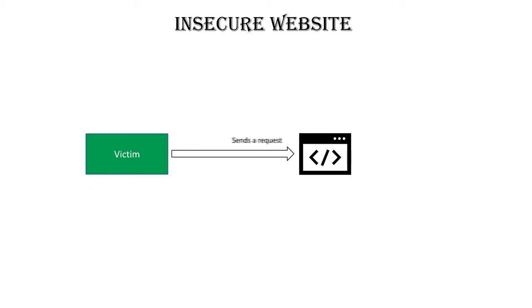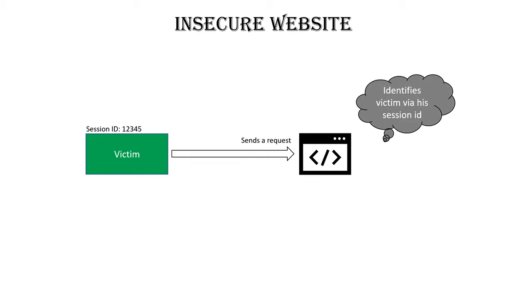So, what will happen when a victim uses an insecure website? Well, first of all, he will send a request to run a process on the website. The website will then identify the sender as the victim via his session ID and then carry out the process. As you can see, there is not much defense in this and it can be easily exploited.